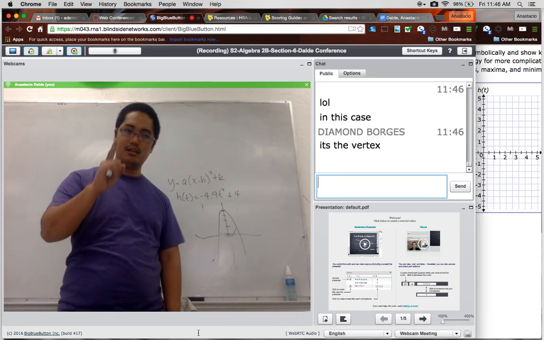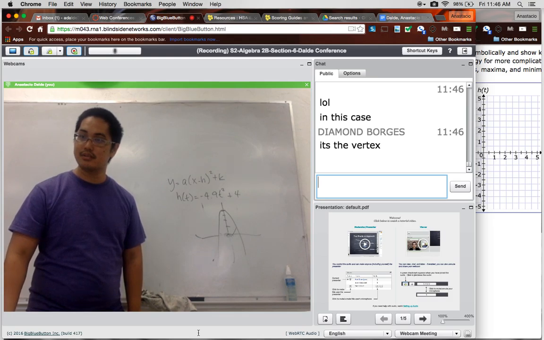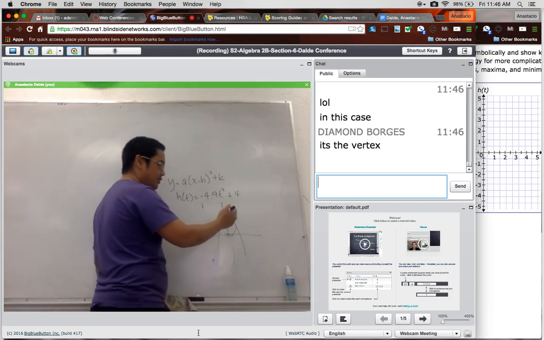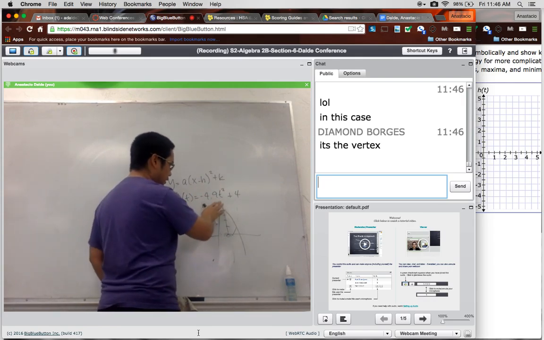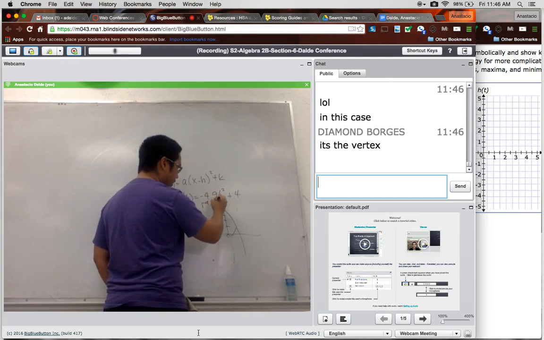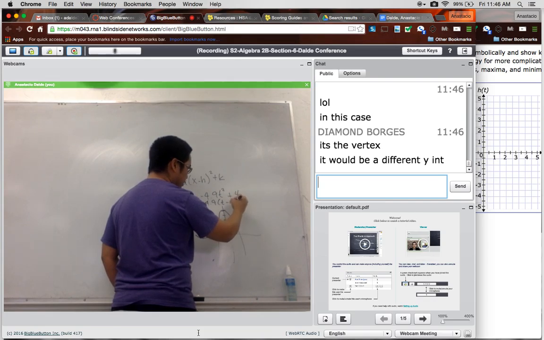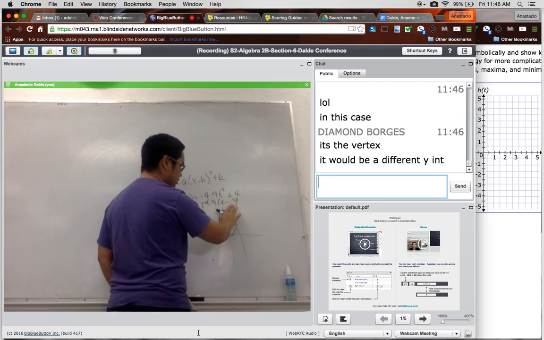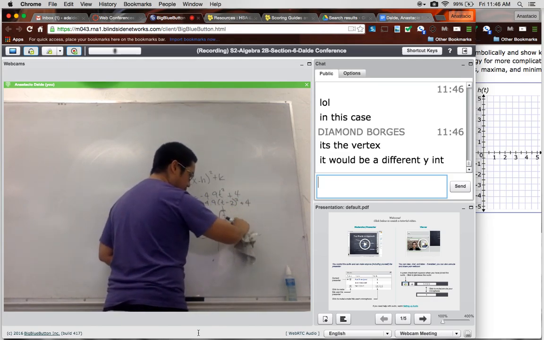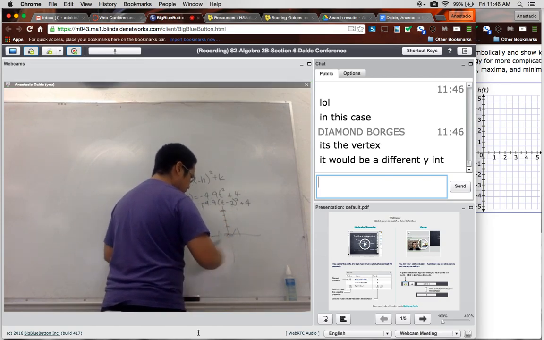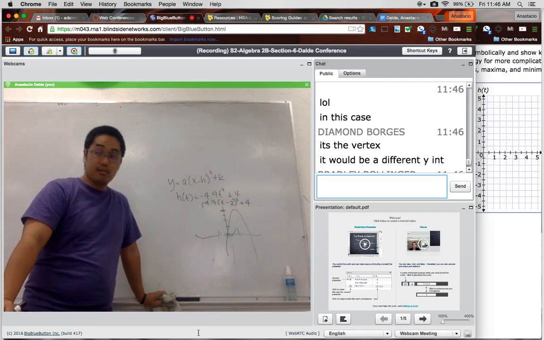But what if I did move this thing right and left? What if I moved it to the right 2 units? Writing that down, that would be negative 4.9 times (t minus 2) squared plus 4. That would make a graph that goes over here. And then it no longer is the y-intercept.